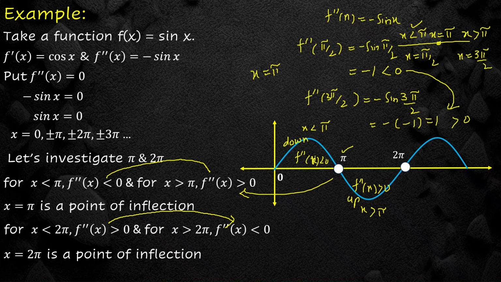And for 2 pi, for the region where x is less than 2 pi, the curve is concave up, and for the region where x is greater than 2 pi, the curve is concave down. That is, the second derivative has changed from positive to negative, as we have explained here. So x is equal to pi and 2 pi are points of inflection.